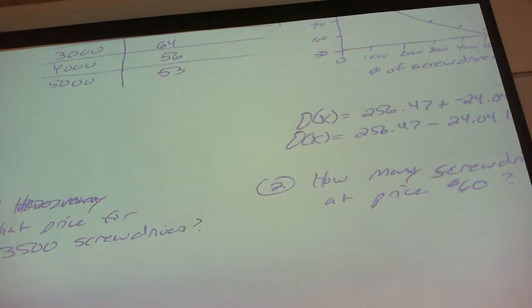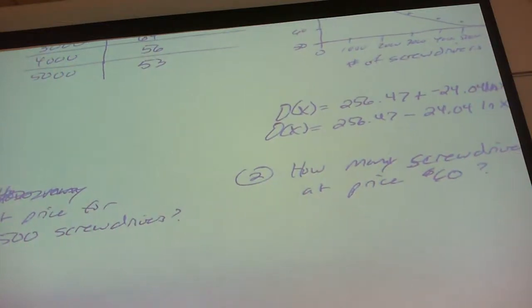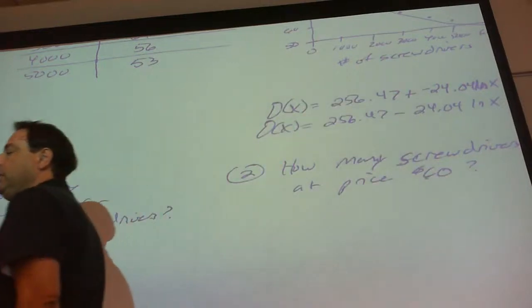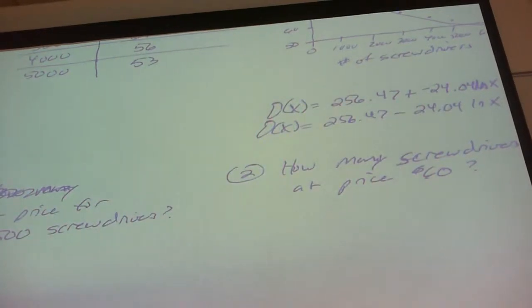However you want to do it, you can do it using a graph, you can do it using algebra, but answer those 2 questions. What price would you have to set it for 3,500 screwdrivers? And how many screwdrivers at the price of $60? Good work. You do it a couple different ways. There are 2 questions you can answer with any regression. Same line. If you have questions, if your picture is weird, let me know. I can help you.